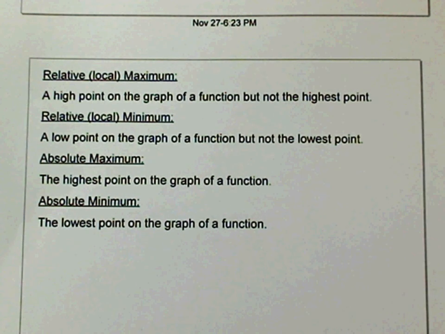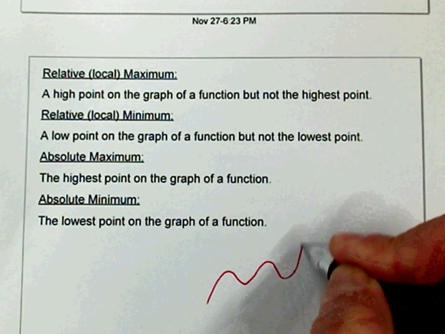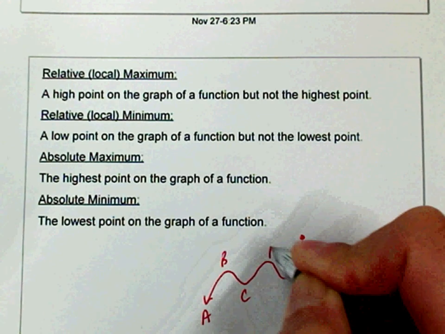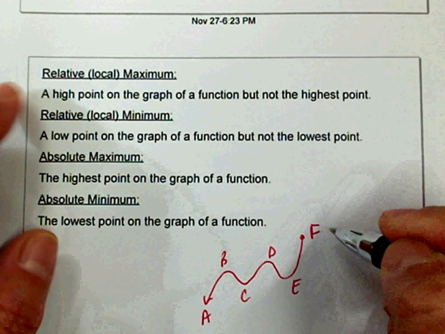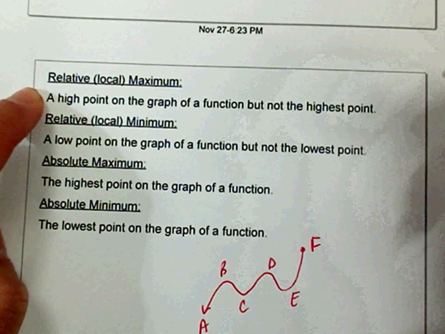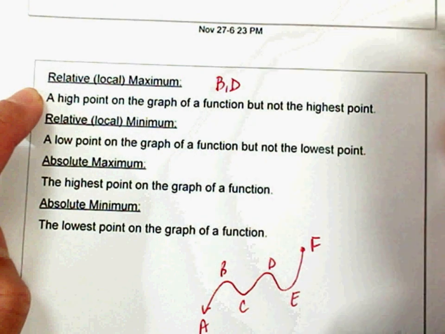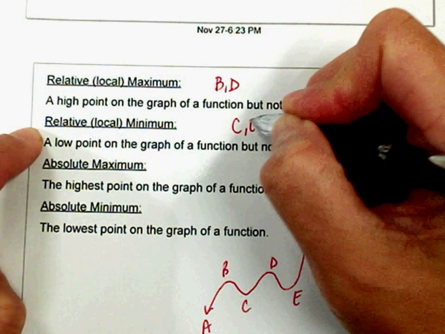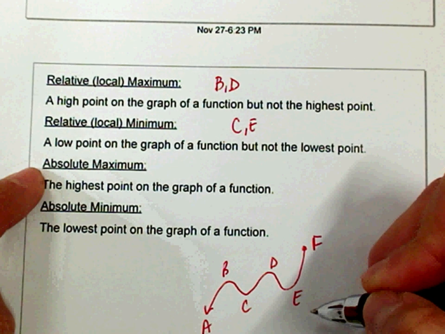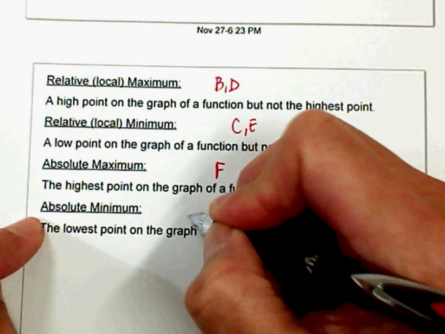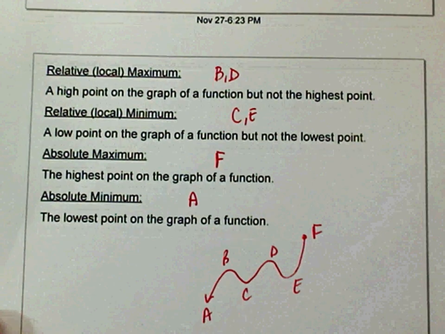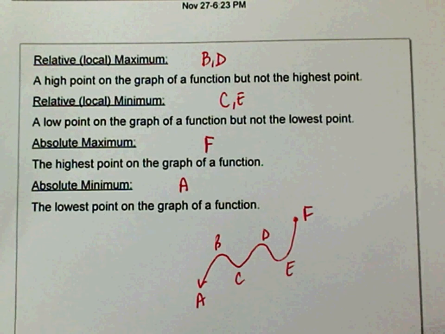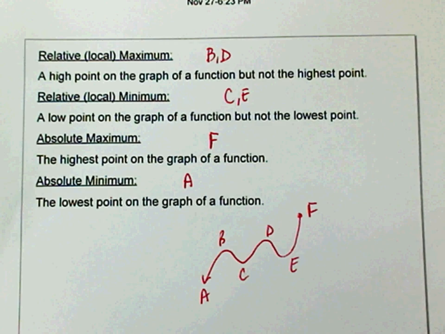So if you will have a graph that's drawn like this, here's A, B, C, D, E, and F. So your local relative maximum would be B and D. Your local minimum would be C and E. See how they're the low point, but not the lowest. The absolute maximum would be your F, and the absolute minimum would be your A. So that's just an example of what those words mean. All right, so write this down. Pause if you have to copy all that down.